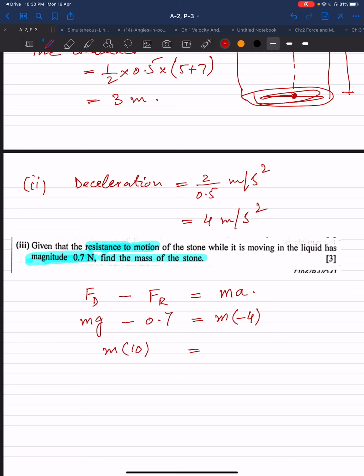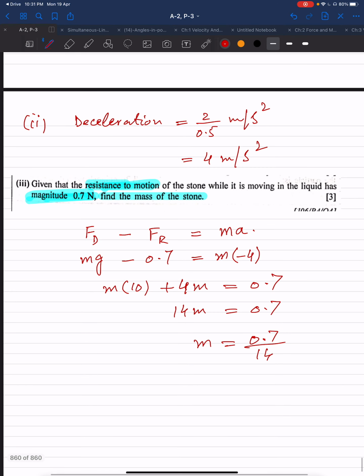We'll take this, bring this 4m to this side. This will become plus 4m, and 0.7 will become positive. 14m is equal to 0.7. m is equal to 0.7 over 14, and m is equal to 1 over 20 kg. Or you can write it, better in decimals, 0.05 kg, right?